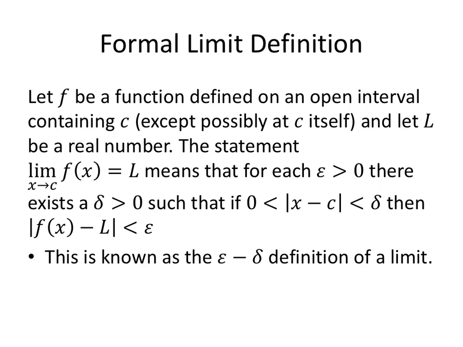This statement that we've seen before, the limit as x approaches c of f of x equals L, means that for each epsilon greater than 0, there exists a delta greater than 0, such that if the absolute value of x minus c, so the distance between x and c, is positive because it's a distance, but is less than delta, then the distance between f of x and L will be within epsilon. This is known as the Epsilon-Delta definition of a limit.